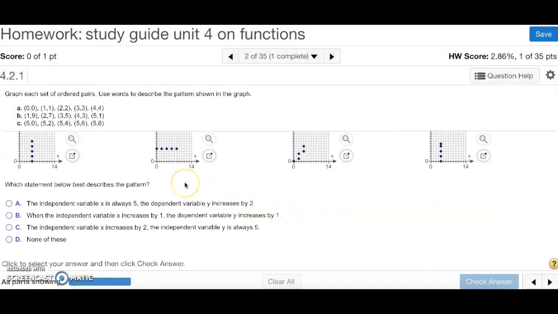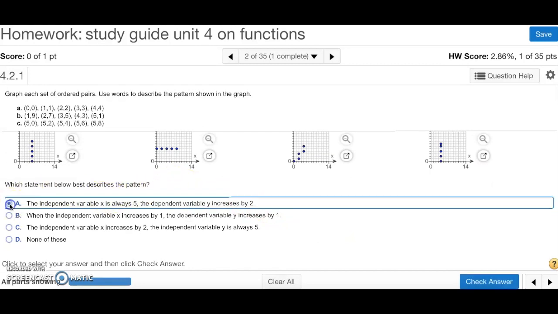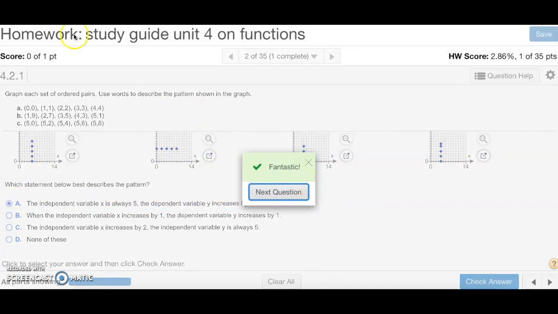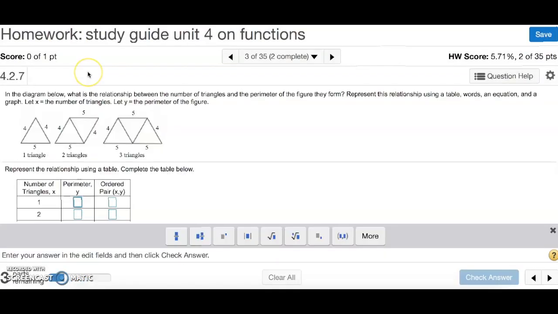And then what statement best describes the pattern? We said x is always 5 and y is decreasing by 2. And that's number 2. Number 3.